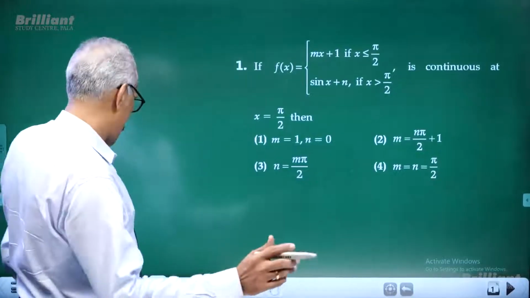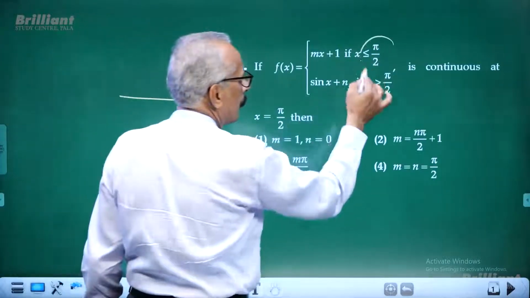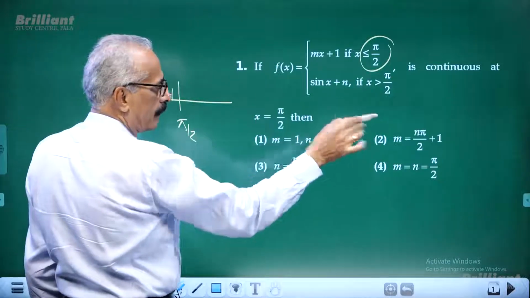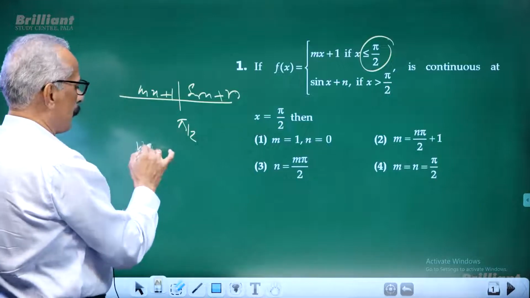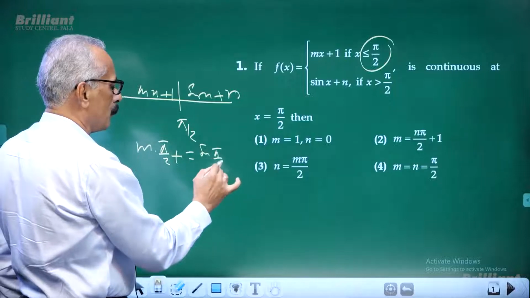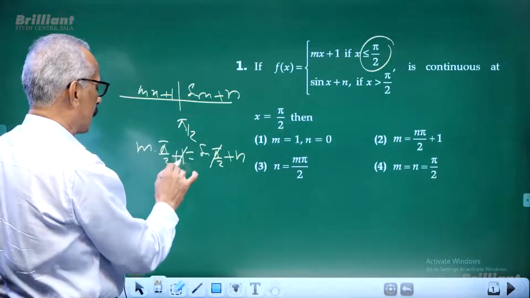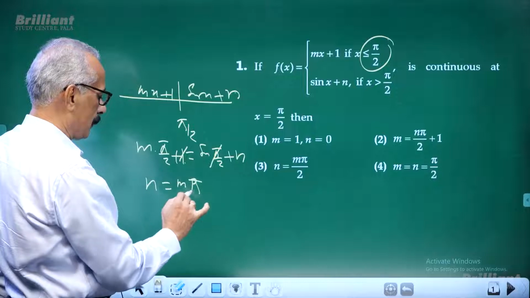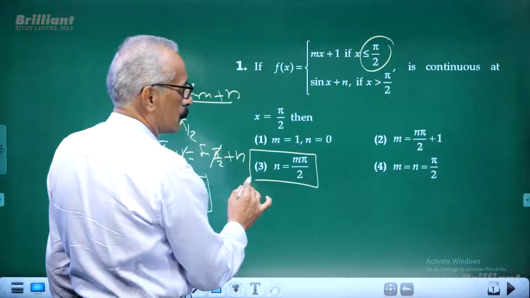Welcome. Many a times I taught you, so this is the line, here it is pi by 2, this is the point, pi by 2. Left, less than, it is mx plus 1. Right, greater than, that is sin x plus n. Should be continuous, means m into pi by 2 plus 1, that's the left limit, is equal to sin pi by 2 plus n. Sin pi by 2 is how much? 1. So this 1 and 1 cancel, therefore we have n is equal to m pi by 2. That's your third one, is your answer.